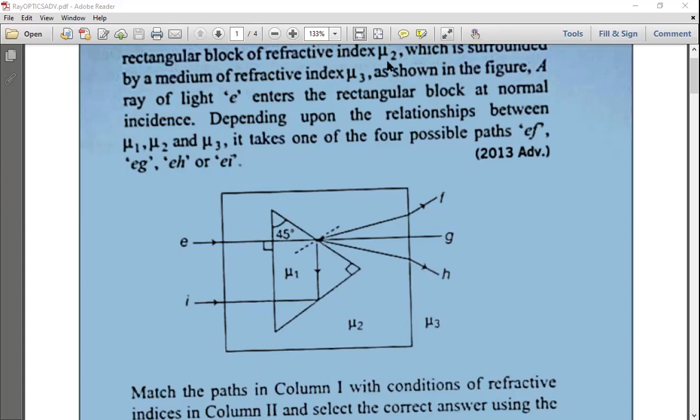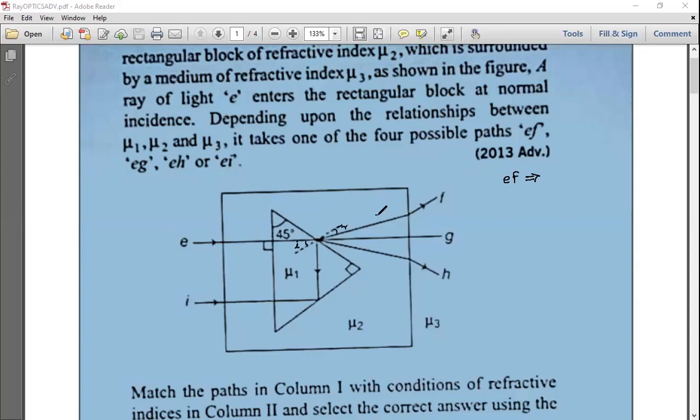Now I am writing some lines also simultaneously. Suppose the ray has to choose the EF path. From this point you see here, this is the angle of incidence and this is the angle of refraction. Now is the ray bending towards the normal or away from the normal? Towards the normal, right? The ray is bending towards the normal at this point.